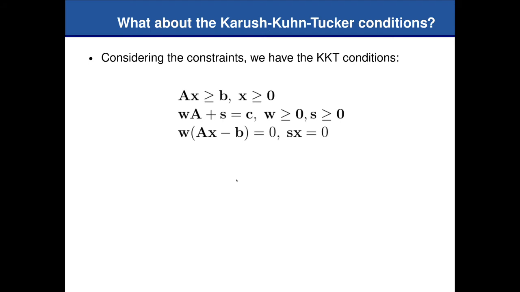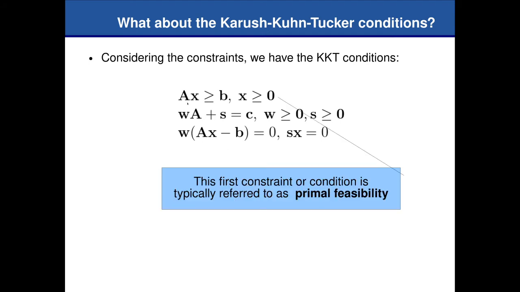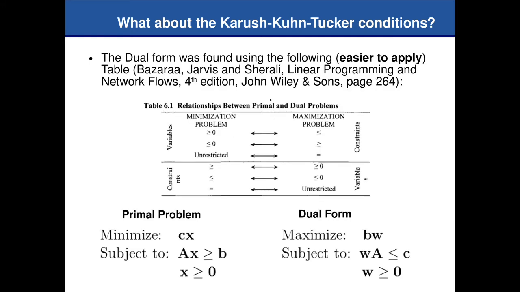The first Karush-Kuhn-Tucker condition is called the primal feasibility. If you go back, you are going to see that those are the constraints we have for our primal problem. That's why they are referred to as the primal feasibility. Take a look: AX greater than or equal to B, X must be greater than or equal to 0. Going back, take a look here in my primal problem: AX greater than or equal to B, X greater than or equal to 0.